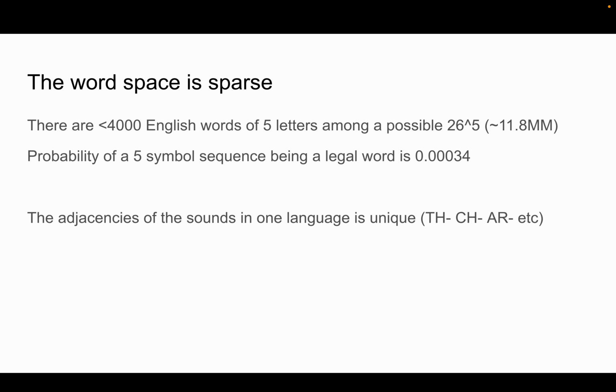So, for example, there are approximately 4,000 common words in English out of a possible almost 12 million combinations of 26 letters times 5. So, the probability of a random sequence of symbols being a legal word is very, very small. In addition to just the long words, even sequences of two symbols being next to each other is also very unique. So in English, for example, TH is a very common sequence, and whatever you map it to in some other language, it may not be that frequent.